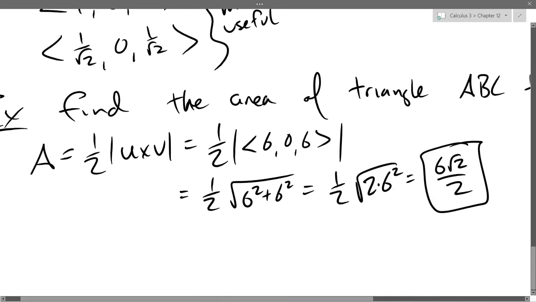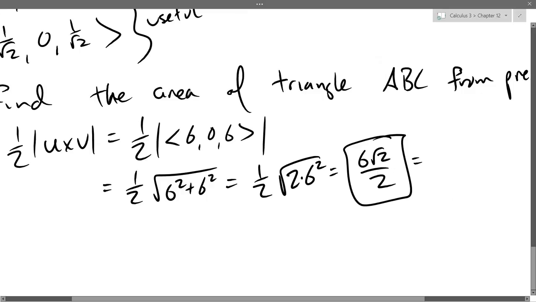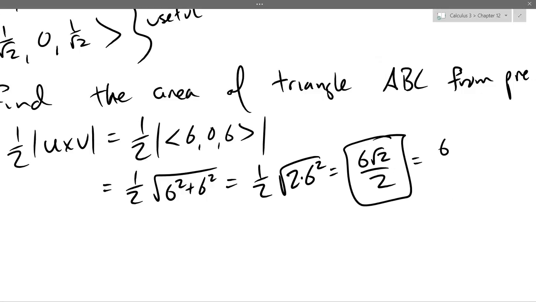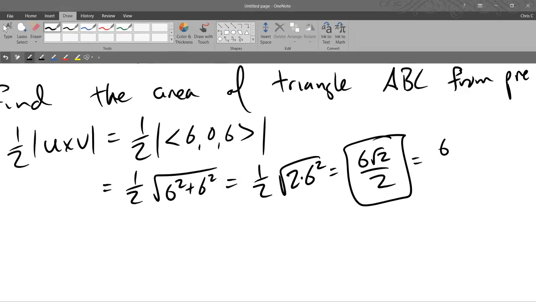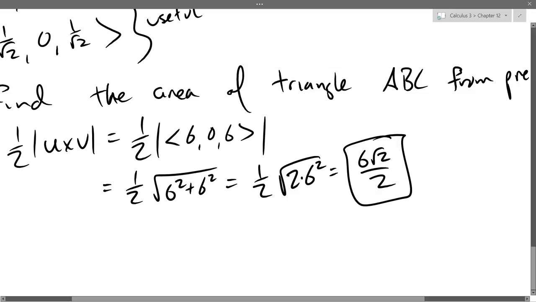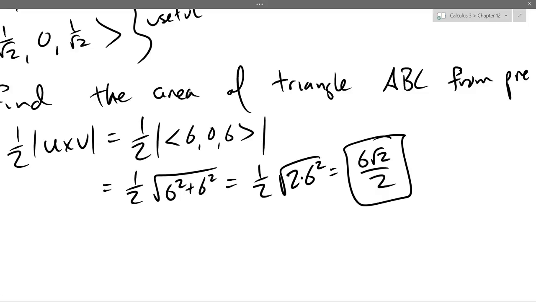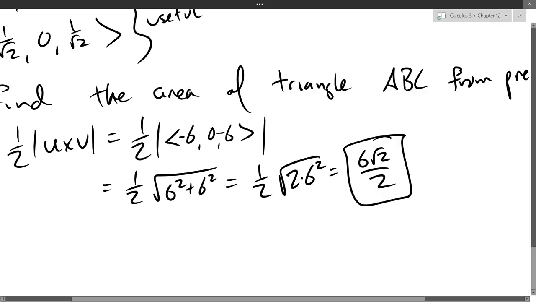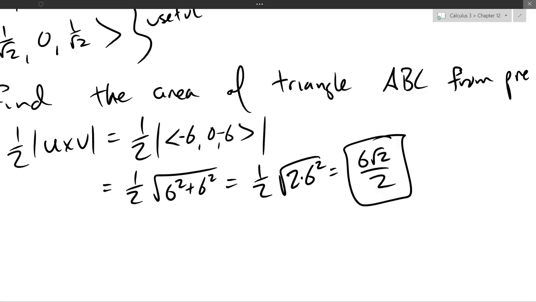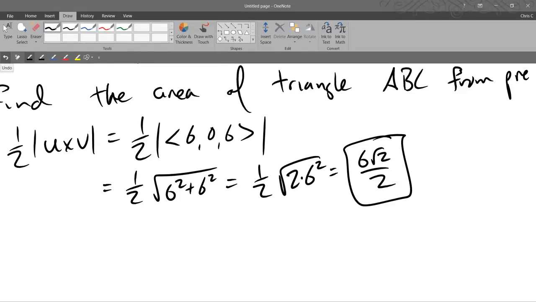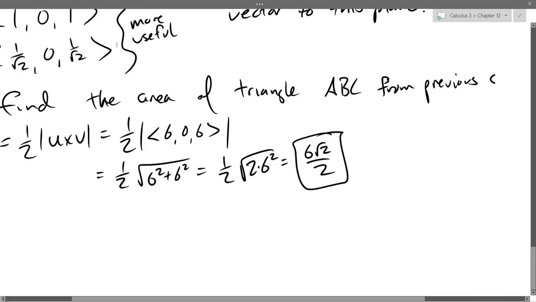So you should get 6 square root 2 over 2, or if you want to unrationalize denominators, which I don't feel like doing, whatever. What you don't want to do is spend your time rationalizing denominators. If you got a rational one, you don't need to unrationalize. That's a little silly. I could have used negative 6, 0, 6. Why do those negatives not matter? I square them right out. So you're not going to have negatives. So if I went the other way, V cross U, I would get the exact same final answer.